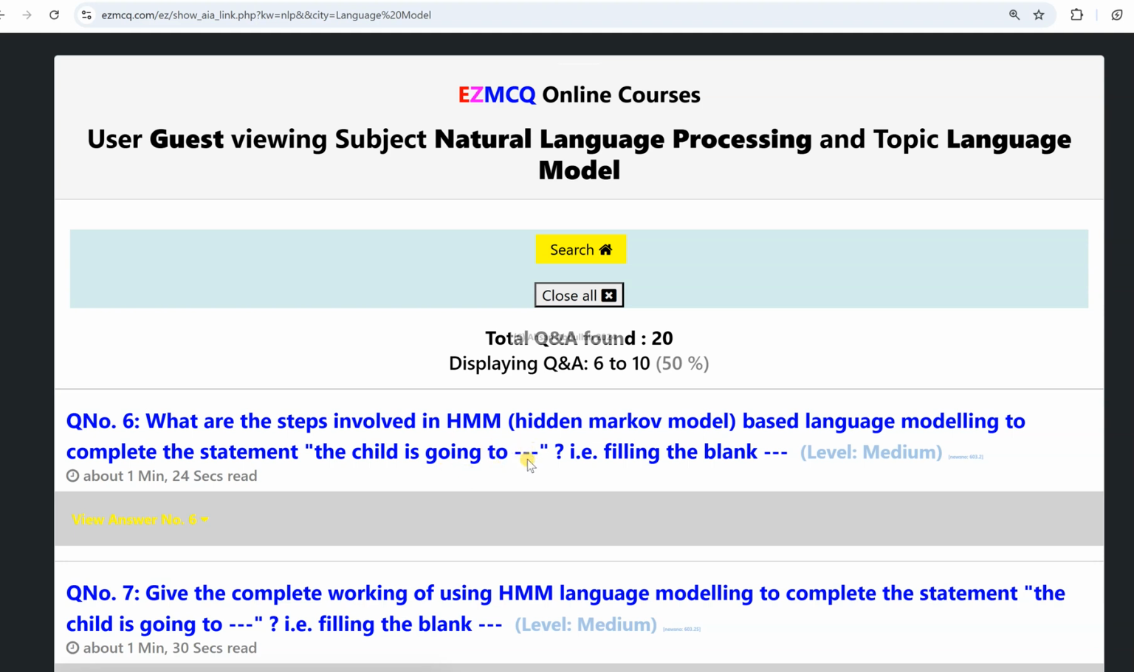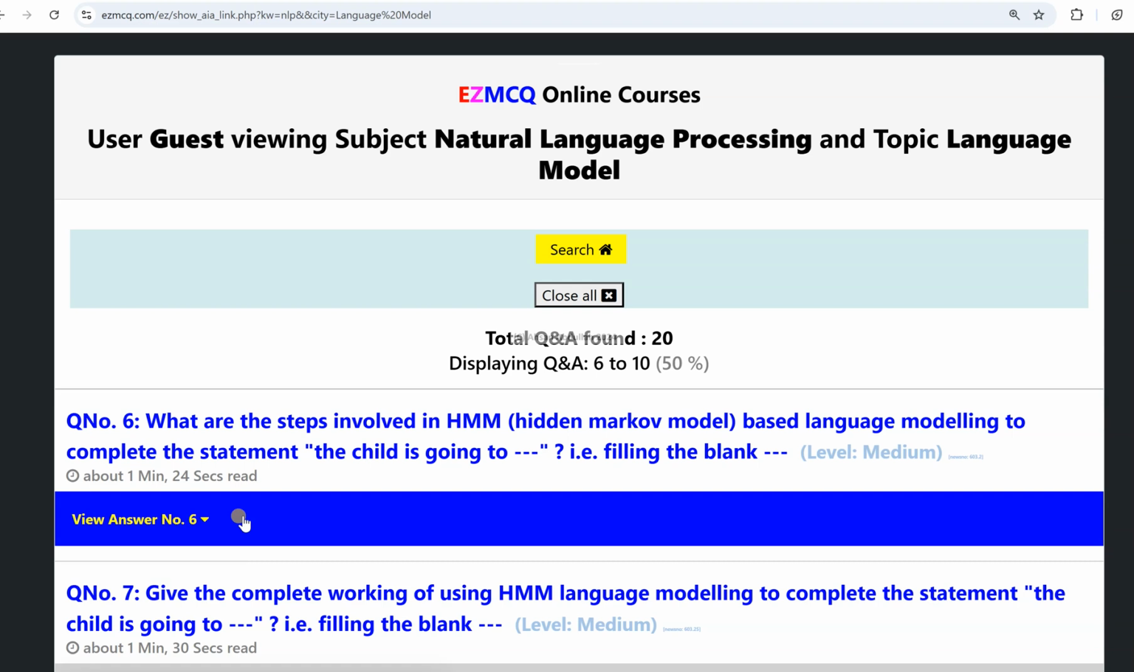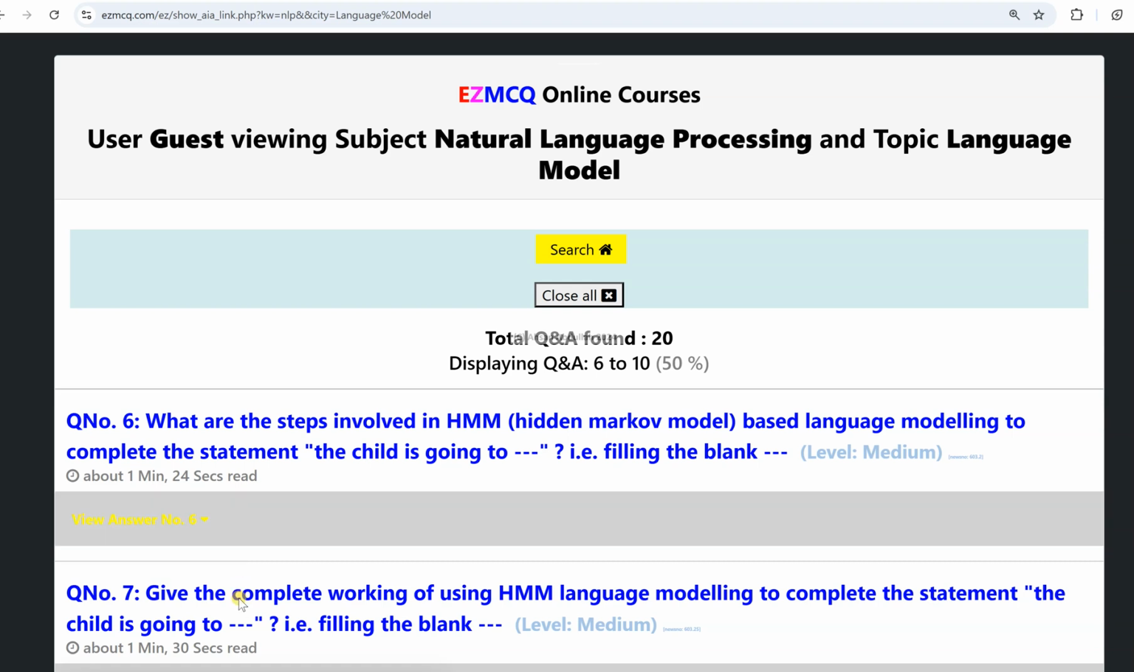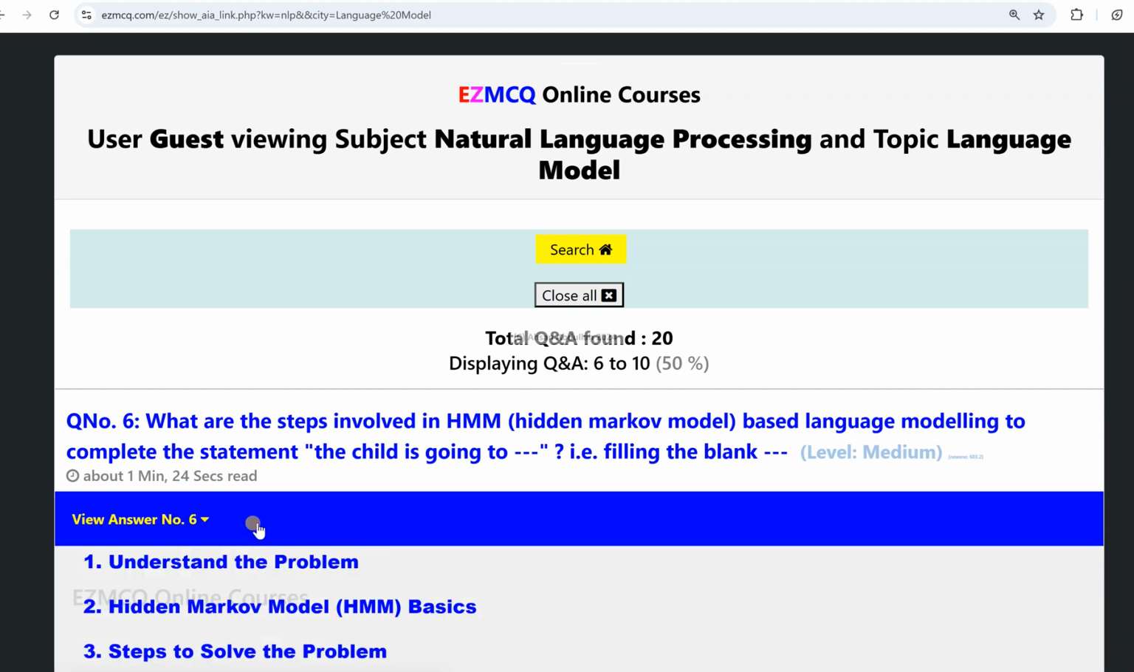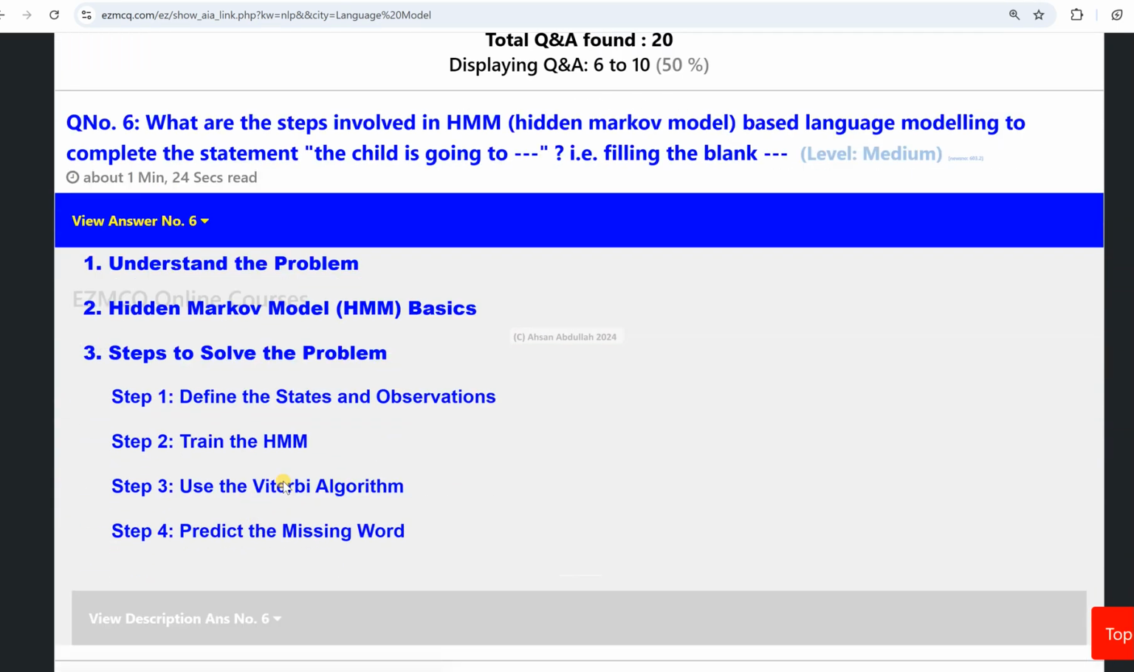So we would like to fill this blank using the hidden Markov model used as a language model. Okay. So what are the steps involved? So we are interested in the steps. So let's look at those steps. And in the next question, you will see the complete working. So the steps which are shown here, the working of those steps will be shown in the next question with detailed working. So what are the steps which we'll be covering as an answer to this question?